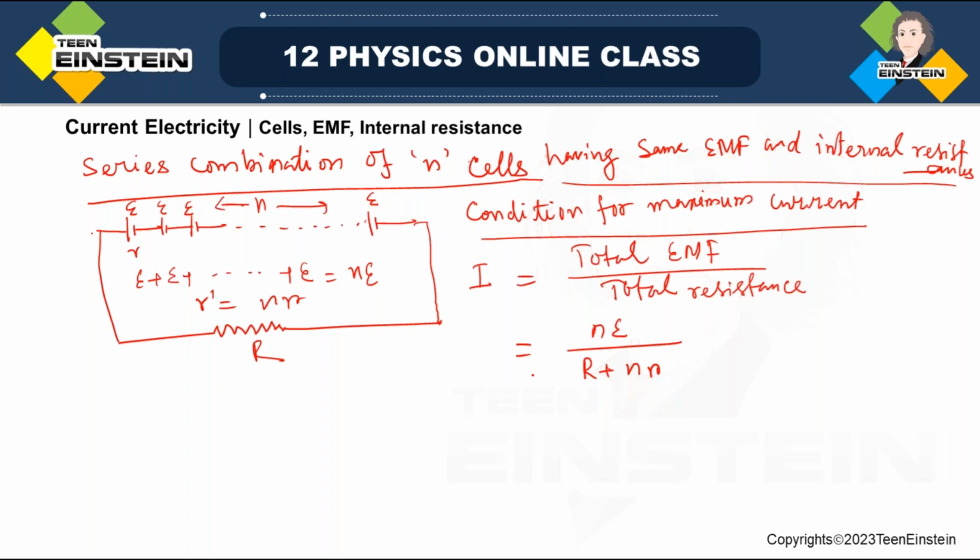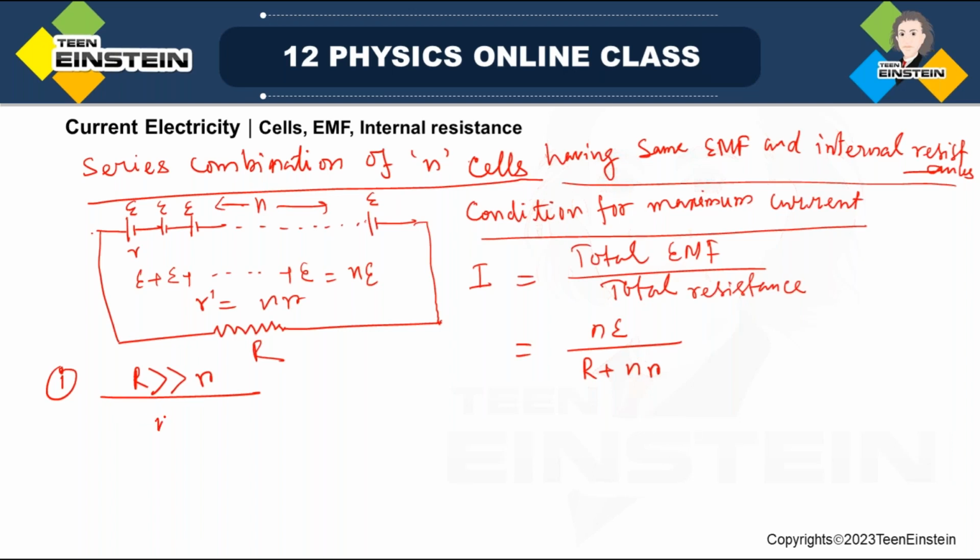Now this current, when will it be maximum and when will it be minimum? So there are two conditions we will see. First of all, when it will be maximum. In the case of the cell, I don't have any choice. I have been given the cell. Now what I have a choice over is this external resistance. I will just take the first condition: say this external resistance is much greater than the internal resistance. We'll see what the current will be in this case.